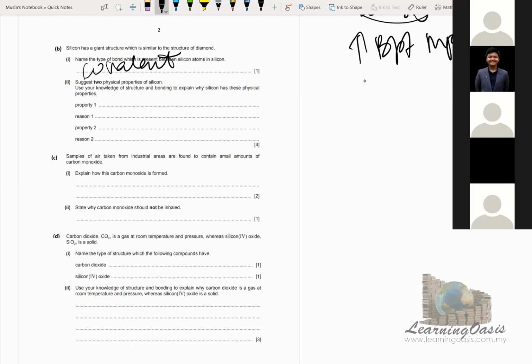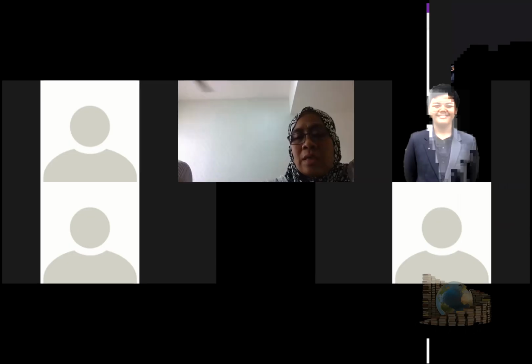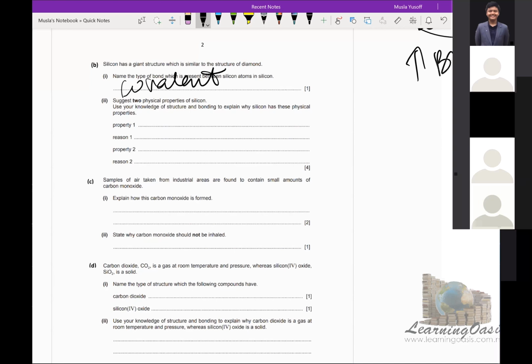Now, suggest 2 physical properties of silicon. Use your knowledge of structure and bonding to explain why silicon has these physical properties. The first property, Atika? Physical properties. When you talk about physical properties, what is it? Melting point, boiling point. It's strong. Right. Okay, it's strong. Why is it strong?